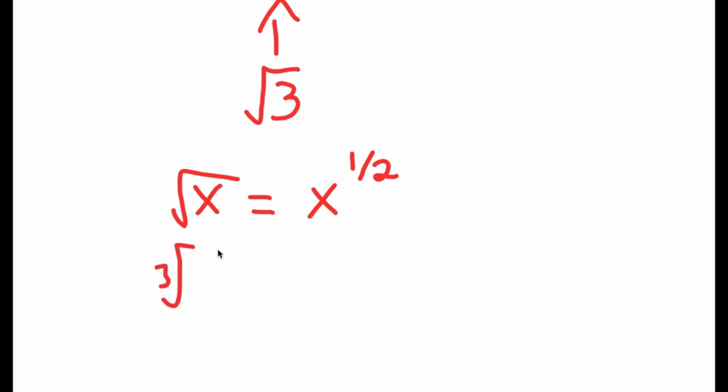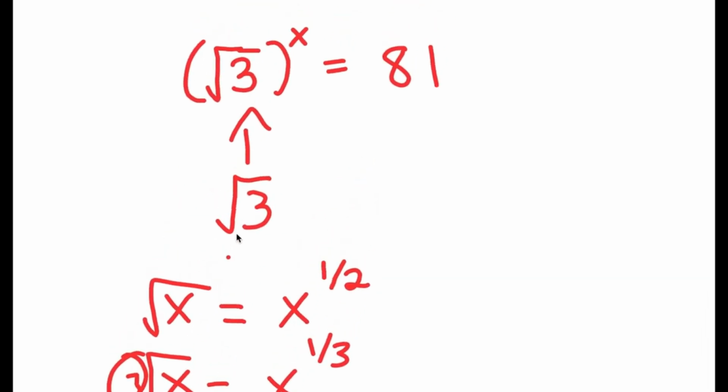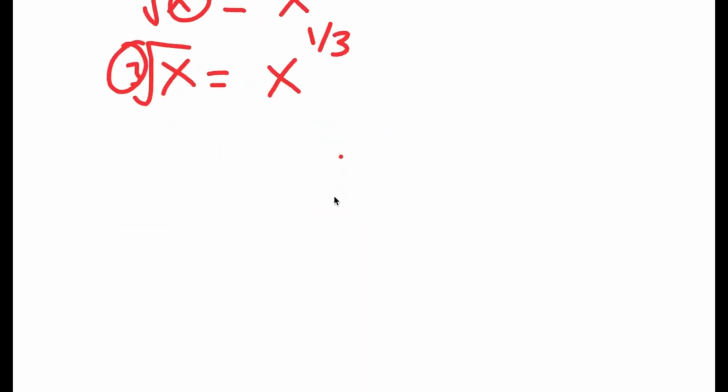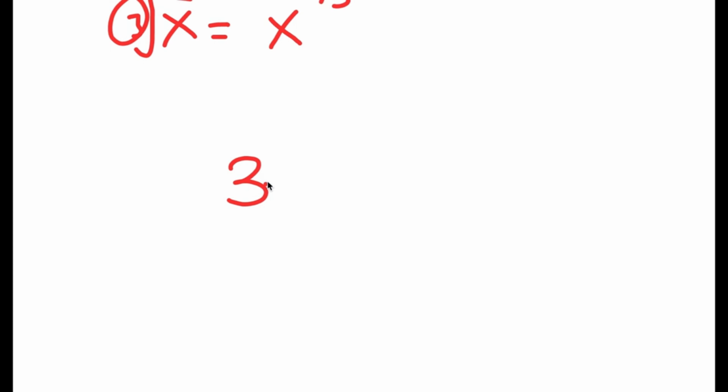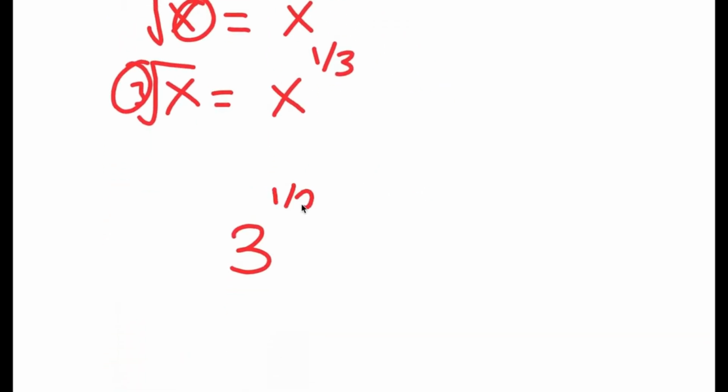And the cube root of a number is that number to the power of 1/3, because we have a 3 over here. So the square root of 3, we can think of 3 as x in this case, and we can rewrite this as 3 to the power of 1/2. So now, if I substitute in 3 to the power of 1/2 for the square root of 3, I get 3 to the power of 1/2 to the power of x is equal to 81.